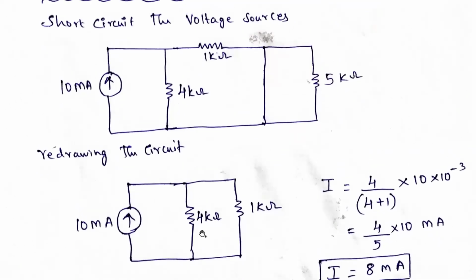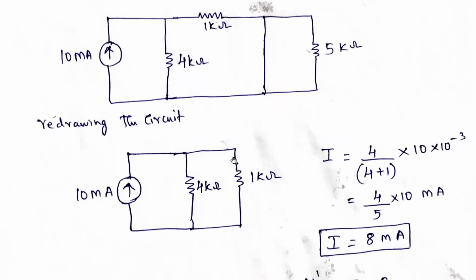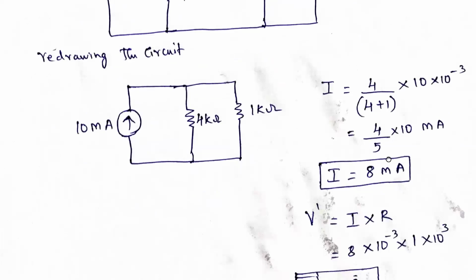So 10 milliamperes, 4 kilo ohms, and this 1 kilo ohm is in parallel with it. Now we need to find the current through this 1 kilo ohm, using the current division rule. The opposite resistance, 4, divided by the total resistance, 4 plus 1 kilo ohm, into the current, 10 milliamperes. So 4 divided by 4 plus 1 is 5, into 10 milliamperes. It's nothing but 8 milliamperes.